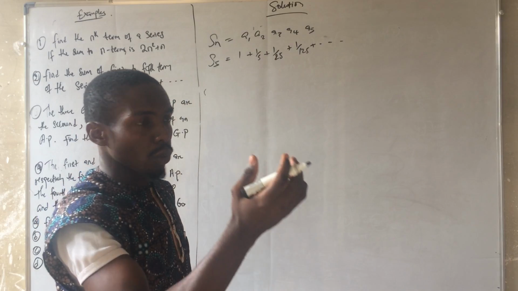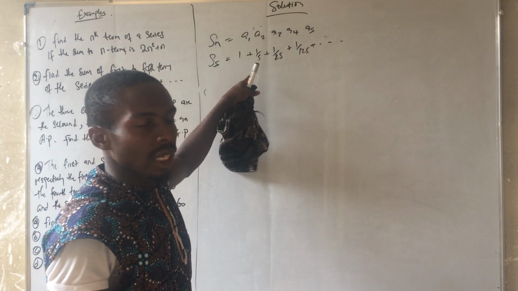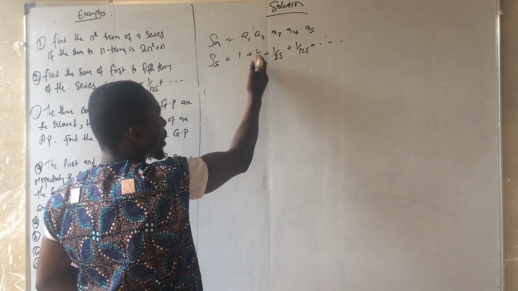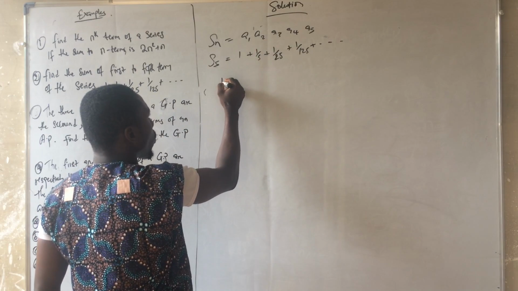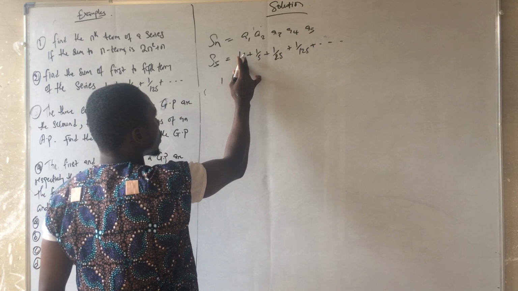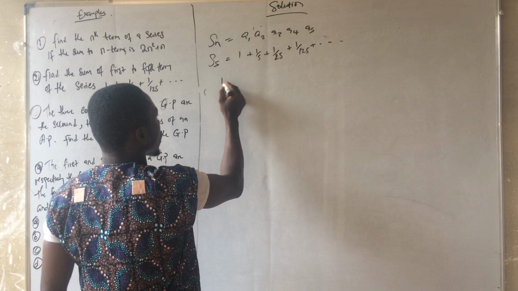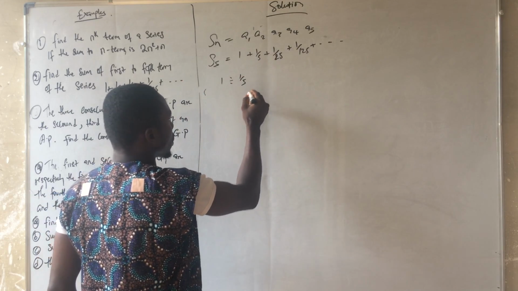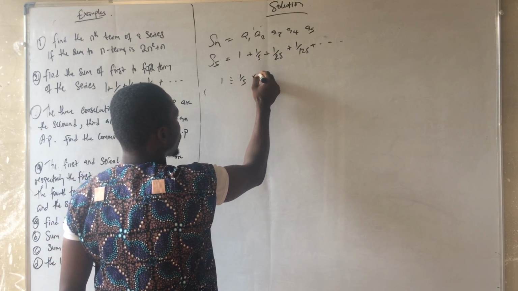So remember what we do. This is a geometric progression, an exponential sequence. So what we're going to do is divide the second term by the first term. Let me start with 1 divided by 1 over 5. What are we going to get? We're going to get 1 times 5.